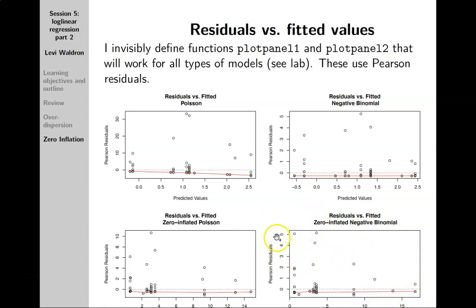And really all of them have these issues with the large positive residuals. But you see that they're not nearly as big for the zero inflated model. We had models for Poisson with residuals as large as 30. The maximum residual is only 5 in the zero inflated negative binomial model. So that is some improvement.